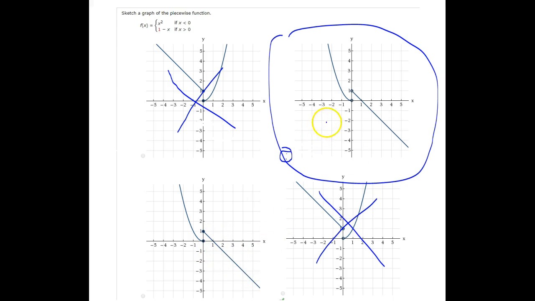So really the only differences between the graph we chose and this one are those dots. So they've got to be those open dots just because we don't have the equals underneath this.